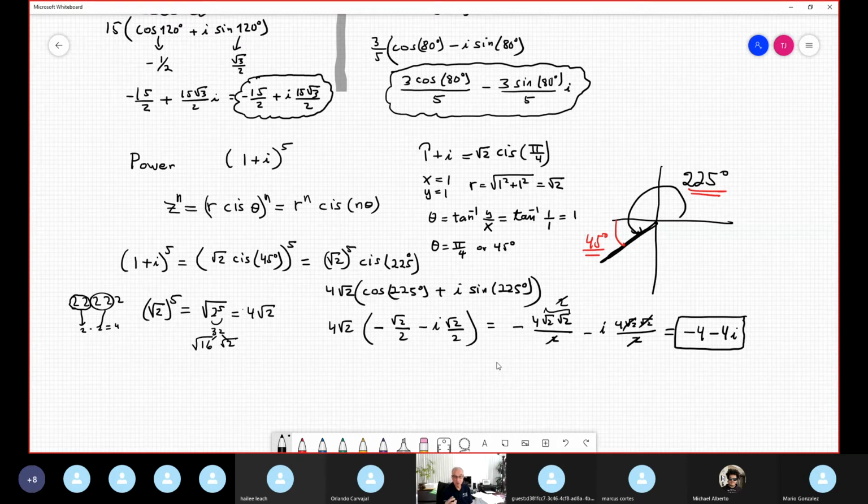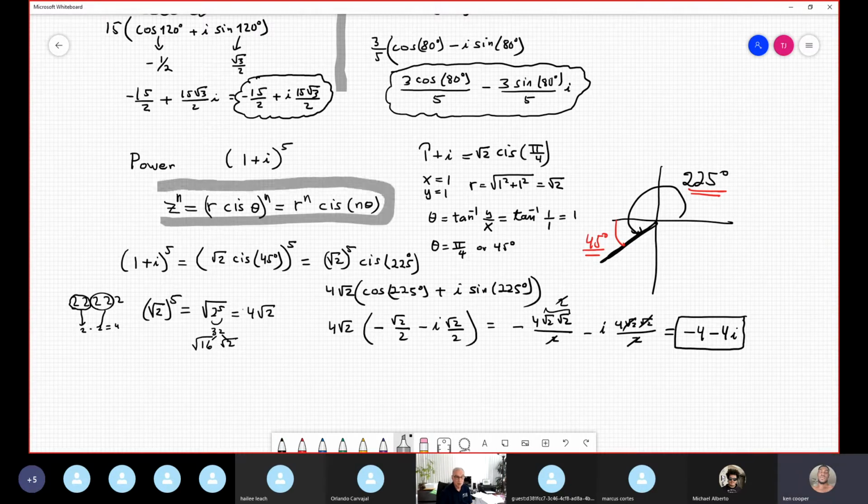Go ahead. So just so I'm clear, is z to the power of n equal r cosine theta plus i sine theta, right? Is that a formula? Yes, it's a formula, of course. This is the formula. Yes, that's exactly what I was talking about. The formula for the power.